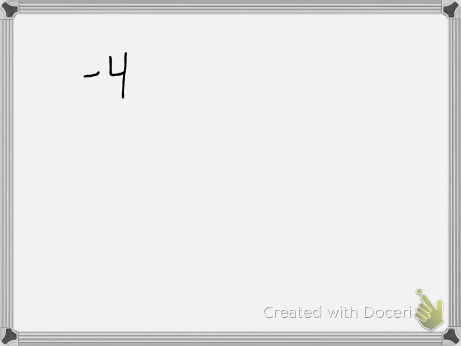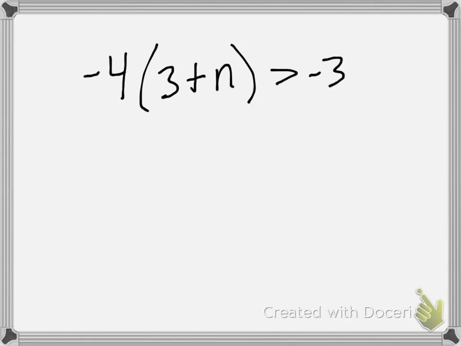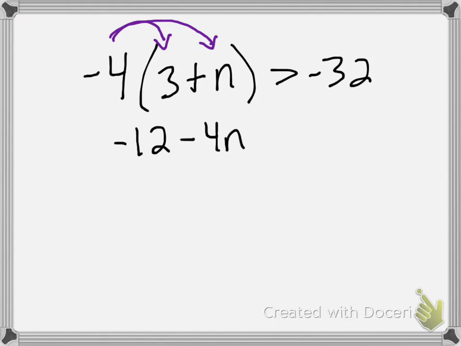Alright, let's try something that has some distributive property in there: negative 4 times the quantity n plus 3, greater than negative 32. With this one I have distributive property, so I need to make sure I do my distributive property first. I'm going to multiply the negative 4 by the 3 first, and then the negative 4 by the n. Negative 4 times 3 is negative 12. Negative 4 times n is negative 4n, which we just write as minus 4n, greater than negative 32. Sorry, I forgot the rest of my line in there.